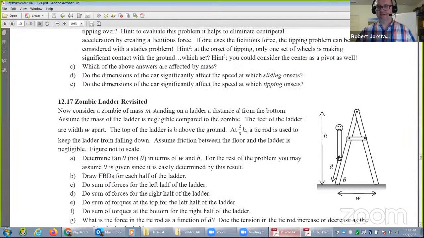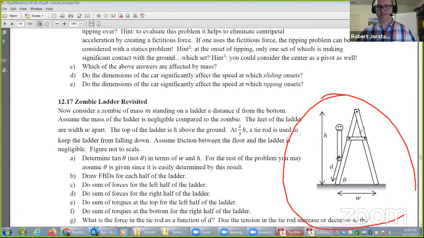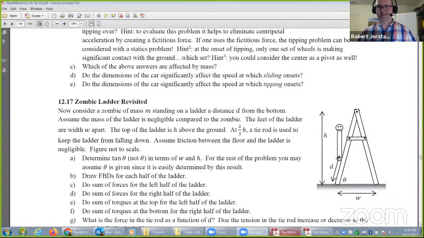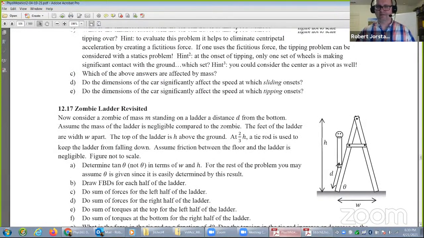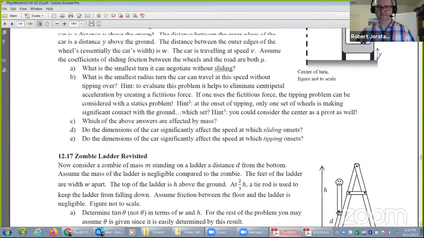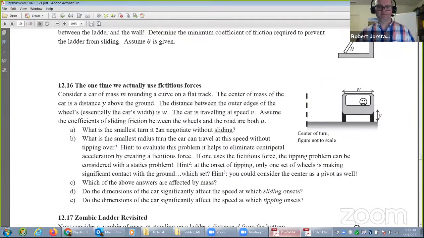Now, these ladder problems are cool. Imagine you're a civil engineer. You could imagine this type of problem where you have a tie rod. That's what this thing is. You guys could study that later. That's a foreshadowing of the class statics. But that's not the one I want to look at. It's a cool one, though. I want to look at this one, the one time we actually use fictitious forces. So before we do this one, let me work this out on the board.